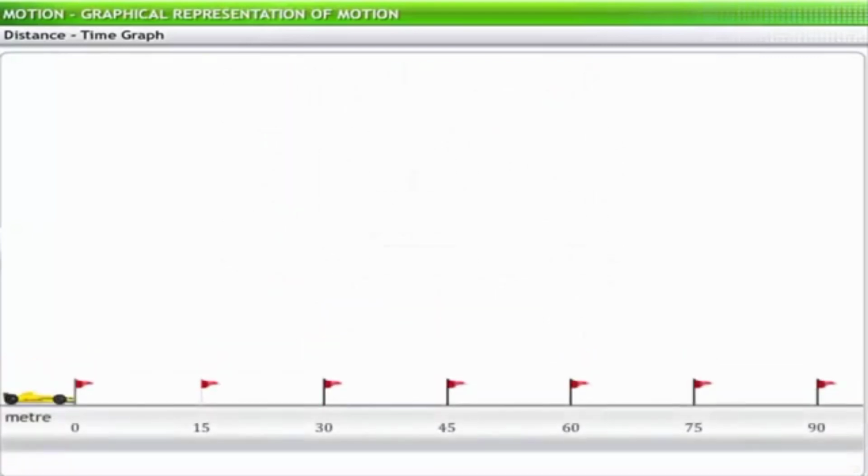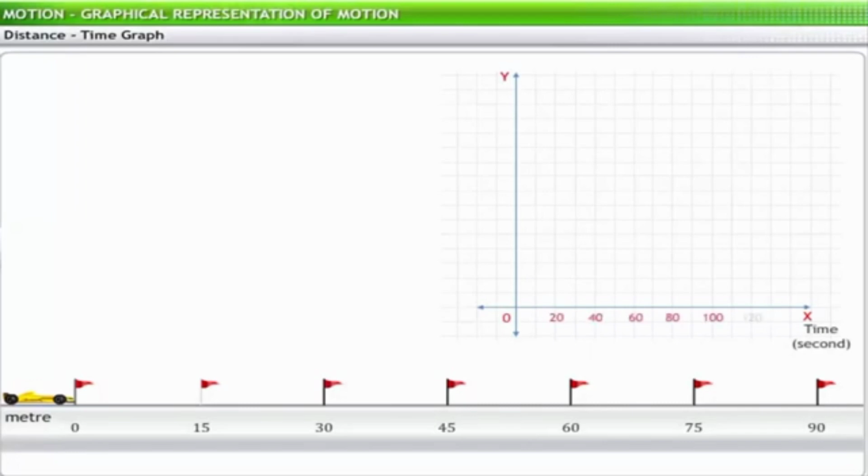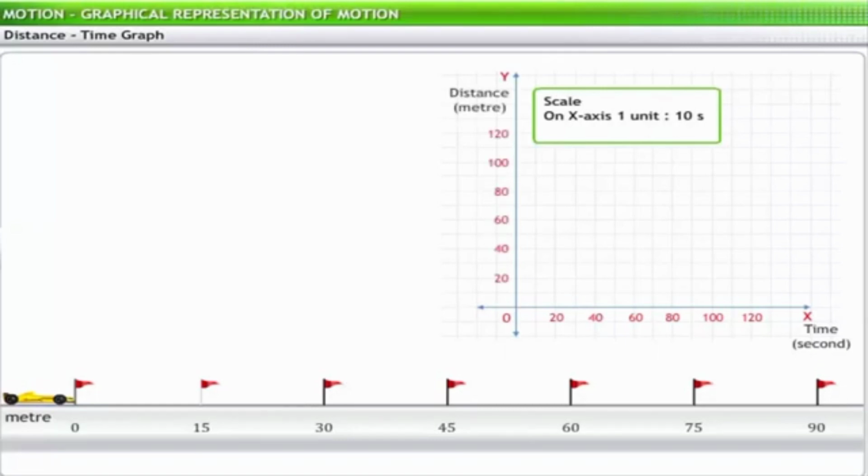Let's see how a distance-time graph is plotted using some sample data. To plot the distance-time graph, we begin with fixing two axes, X and Y, on a sheet of graph paper. On the X-axis, we mark the equal time intervals according to a convenient scale. Say 1 unit equals 10 seconds. Again, using a convenient scale on the Y-axis, we mark the Y-axis at equal intervals. For example, as mentioned earlier, your scale could be 1 unit equals 10 meters.